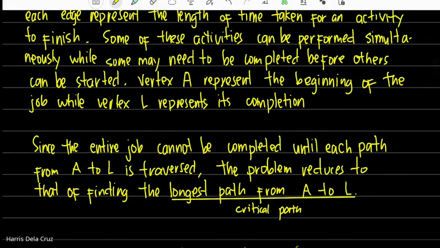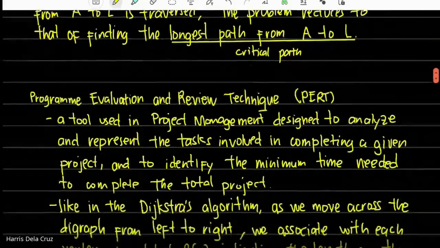Ulitin ko, that's the minimum amount of time to finish the project. Kasi hanggat hindi tapos yung path na yon, hindi tapos yung project. Pag may na-delay sa path na yon, hahaba yung project. So, kaya siya yung minimum amount of time. Pero in terms of the graph, siya yung longest path. Yan. So, how do we find the longest path?